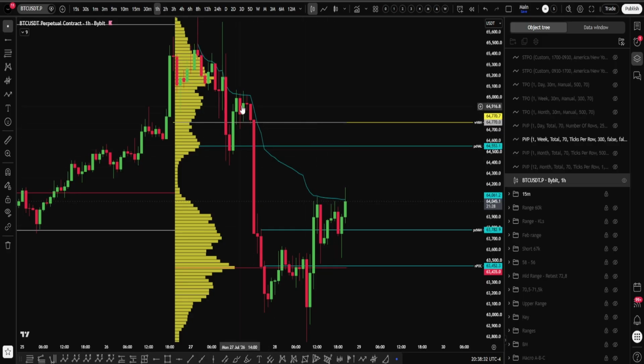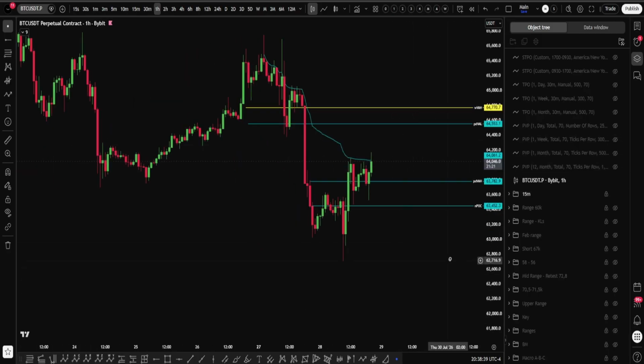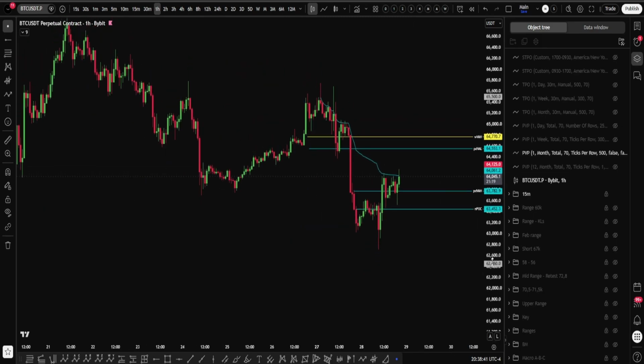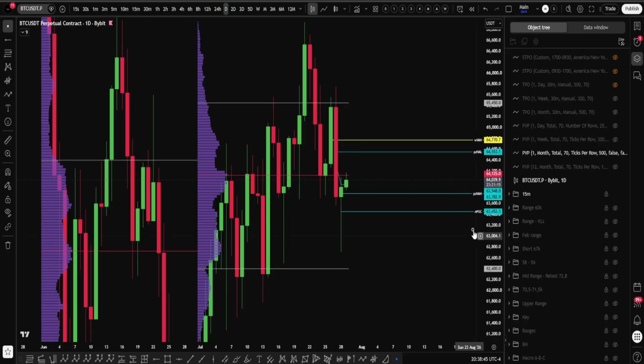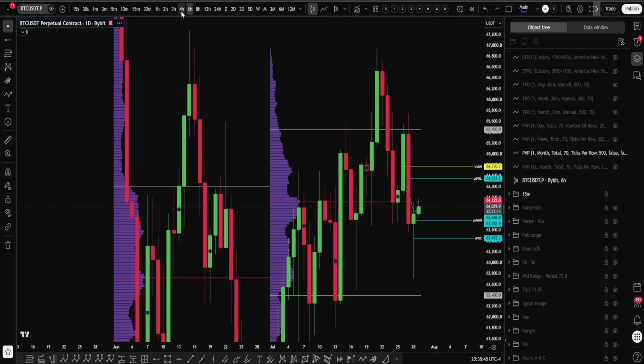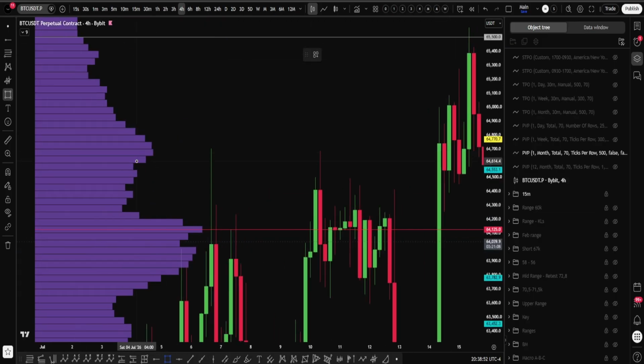Imbalance fill. All right, now we're gonna pull up this one last time and see if anything's here.